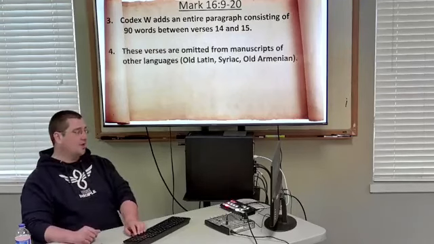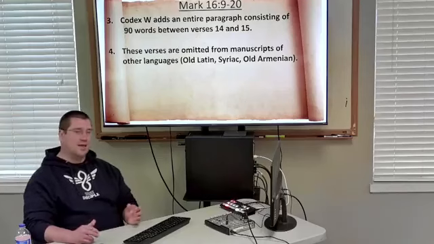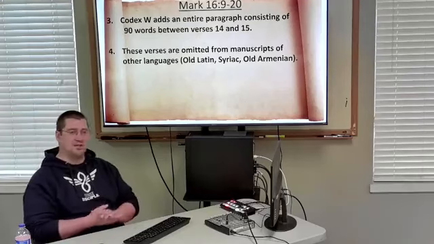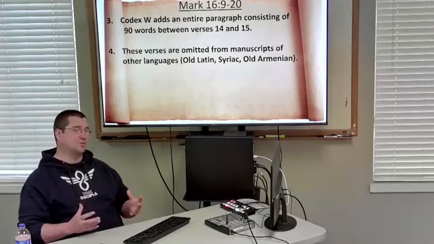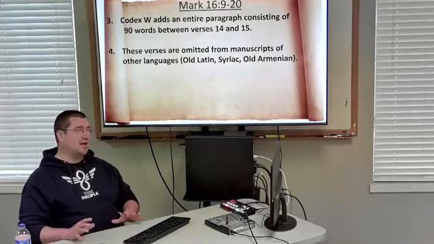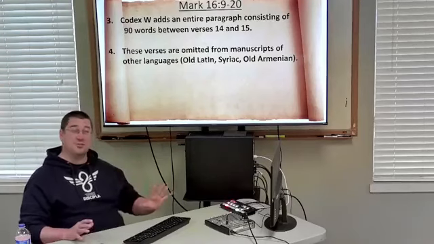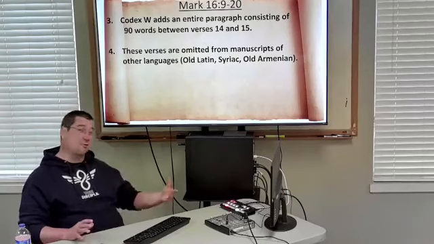We have manuscripts where these verses are omitted from other languages. So Old Latin, Syriac, Old Armenian, you don't find it. And so this is significant for what we talked about before with what's called geographic distribution. And so what you would expect is that if verses 9 through 20 were original, whenever they start being distributed to other languages, they would have those sections. But we find them omitted from the earliest manuscripts of these other versions.